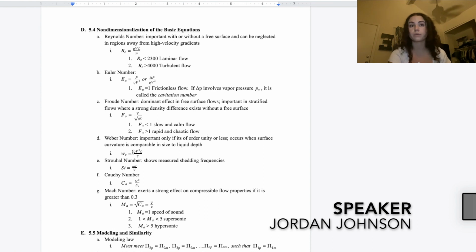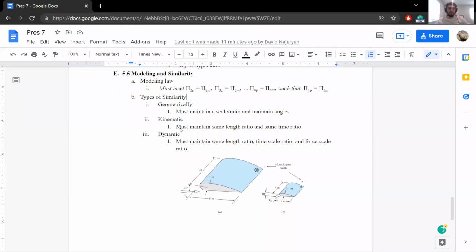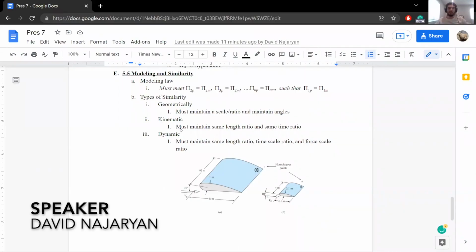Our Weber number is important only if its order is unity or less, which occurs when surface curvature is comparable in size to liquid depth. Our Strouhal number shows measured shedding frequencies. Our Cauchy number is given as Ca equal to V squared over our Euler number. And lastly, our Mach number exerts a strong effect on compressible flow properties if it is greater than 0.3. When our Mach number is in between 1 and 5, it's considered supersonic, and if it is greater than 5, it is considered hypersonic.